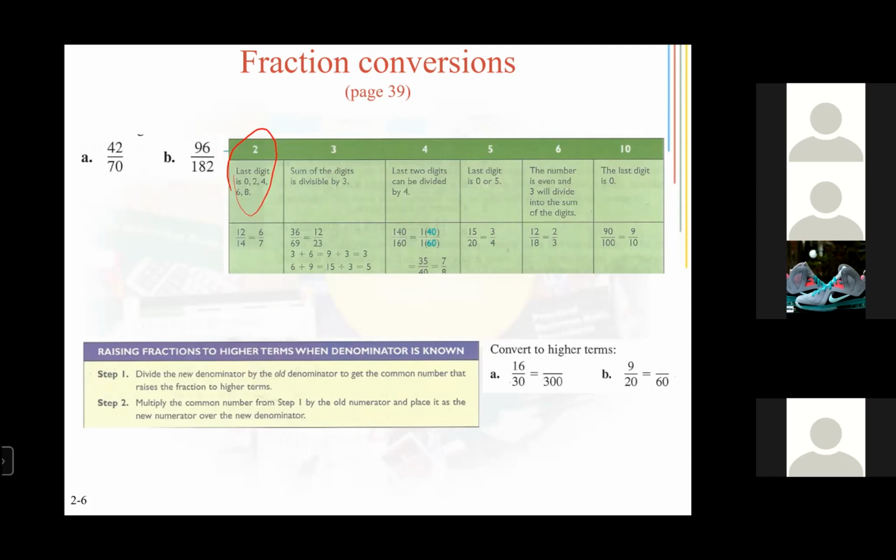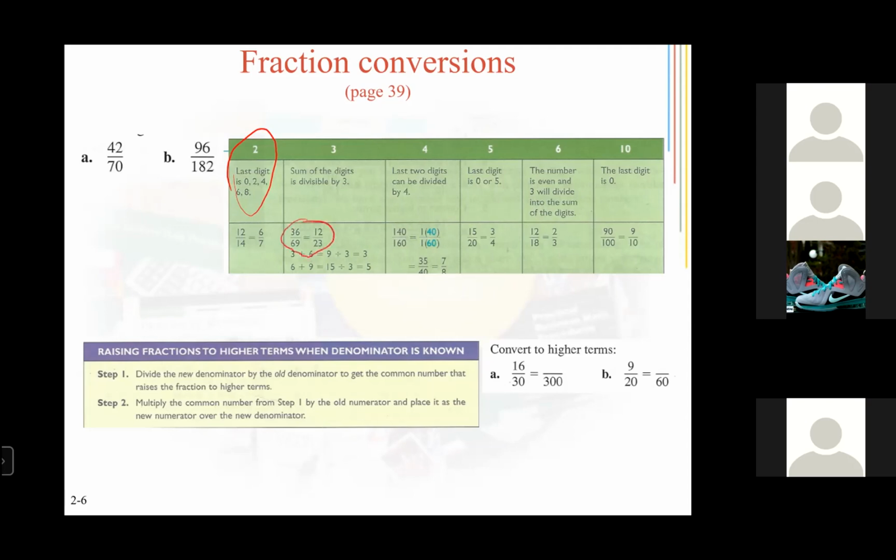What type of numbers are those that end in 0, 2, 4, 6, or 8? Even numbers, right? So even numbers would end in 0, 2, 4, 6, 8. And so if you have 2 even numbers to reduce, you know right away you can divide by 2. Now, if you want to know whether you could divide by 3, it says the sum of the digits is divisible by 3.